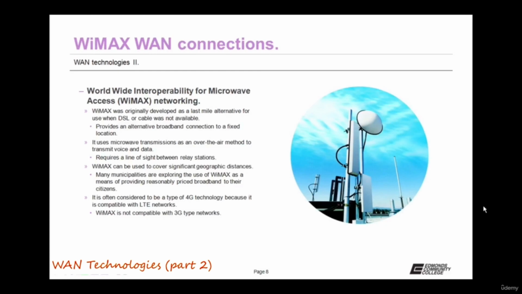It does require line of sight between relay stations. But WiMAX can be used to cover significant geographic distances. Also, many municipalities are exploring the use of WiMAX as a means of providing reasonably priced broadband to their citizens without having to wire every household. WiMAX is often considered to be a type of 4G technology because it is compatible with LTE networks. But WiMAX is not compatible with third-generation cellular networks.